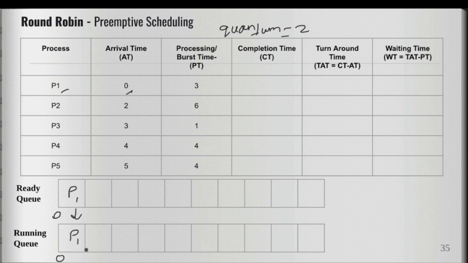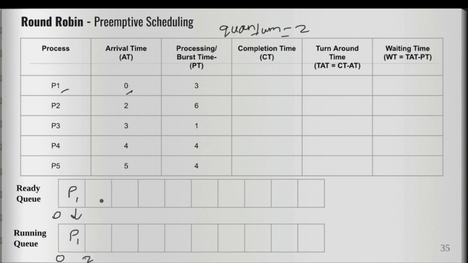Which means we are supposed to run each of these processes for 2 units only. I would say maximum 2 units, because there could be a scenario where a processing time is only 1. In that case, we can't run that process for 2 units because the duration is only 1. So maximum 2 is what we want to do. For P1, we'll run it for 2 because its processing time is 3, so it definitely can be run for 2 units.